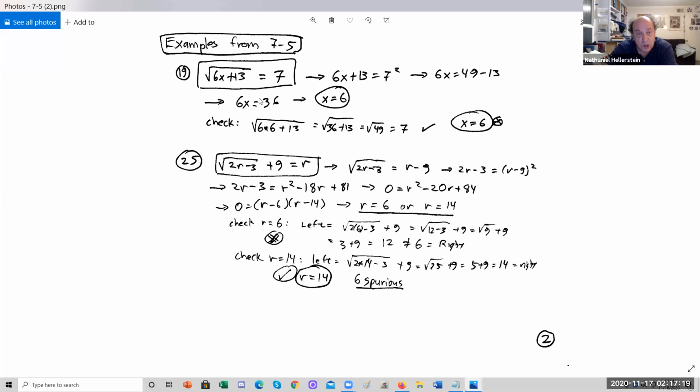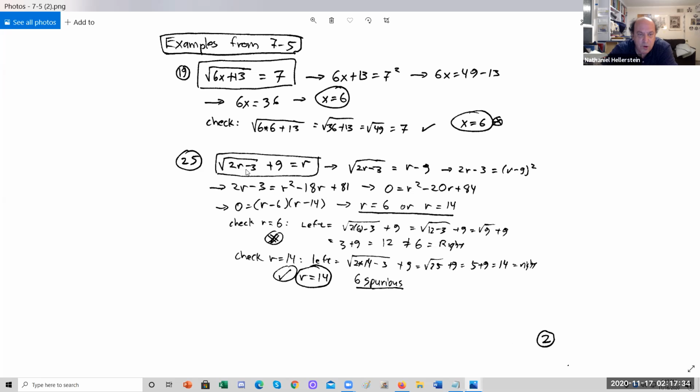Now check that solution. Plug in 6 in here. Square root of 6 times 6 plus 13. That's square root of 36 plus 13, which is square root of 49, which does in fact equal 7. Check. So x does in fact equal 6.